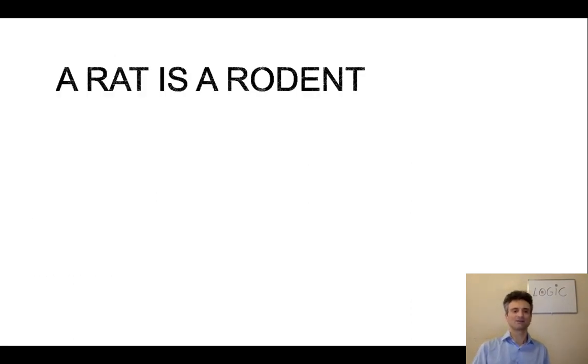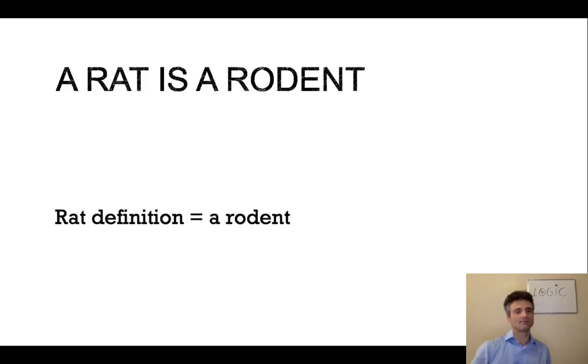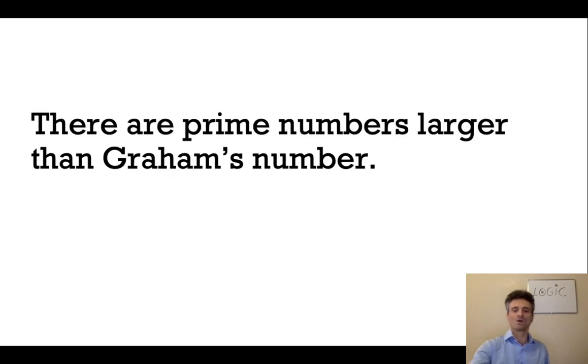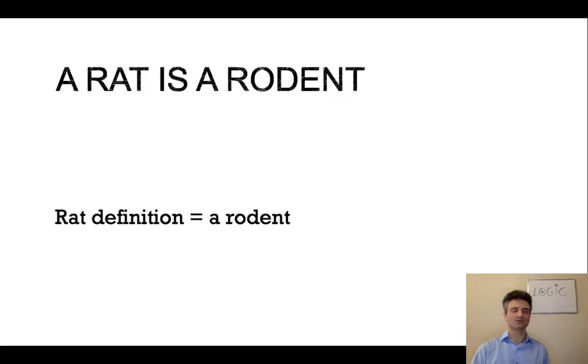What about a rat is a rodent? Well, this is an analytic statement. Why? Because a rodent is the very definition of a rat. A rat equals a rodent. Okay, let me go back, because I'm already thinking what your question might be. Some people might say, wait a minute, a rat is a rodent, but a rodent is not a rat.